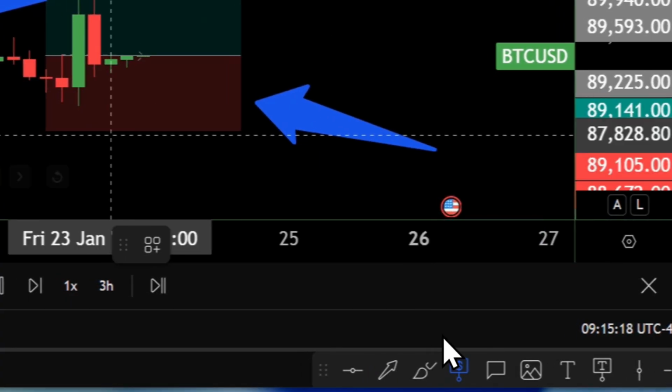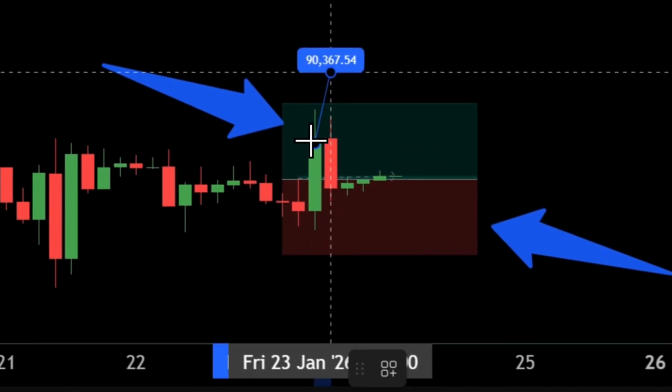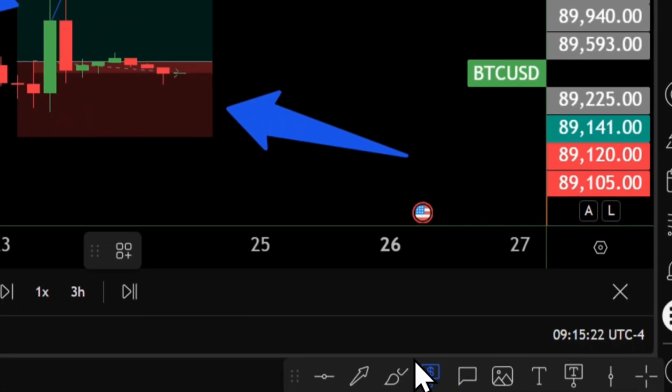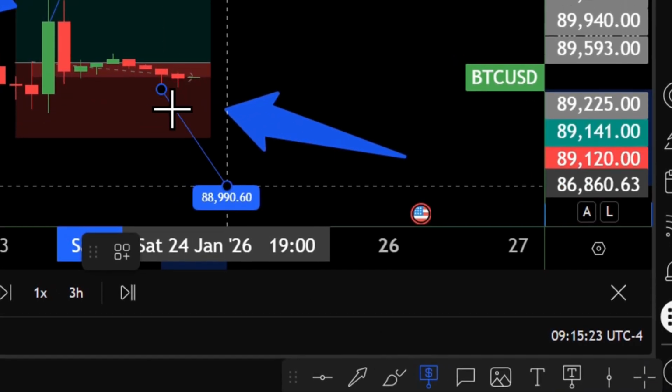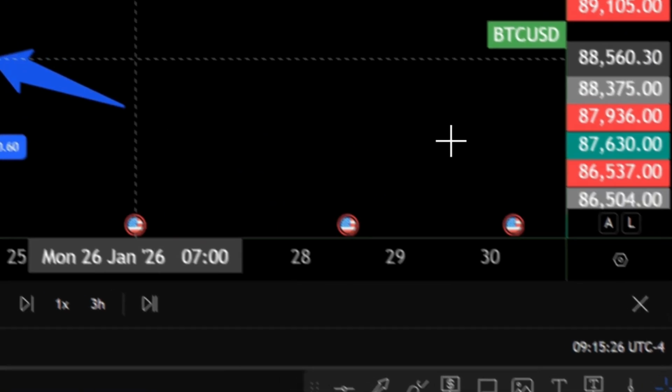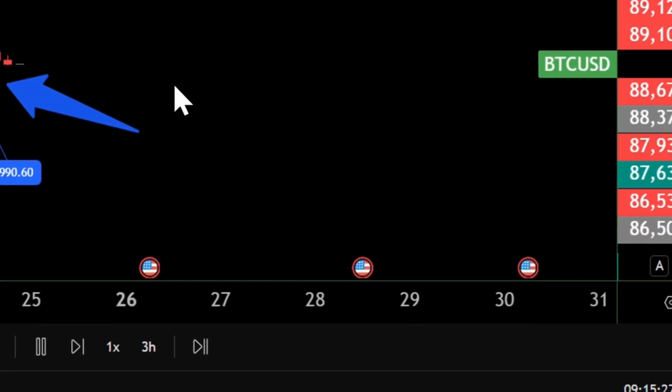Then we finally get confirmation. Price breaks below the wedge and forms a lower low. That shift in market structure becomes important because sellers may now be taking control. At this point, many traders begin considering short exposure because the technical structure now supports downside continuation.